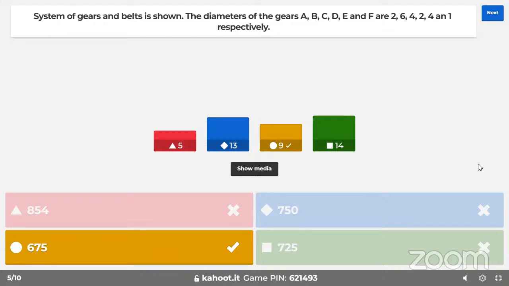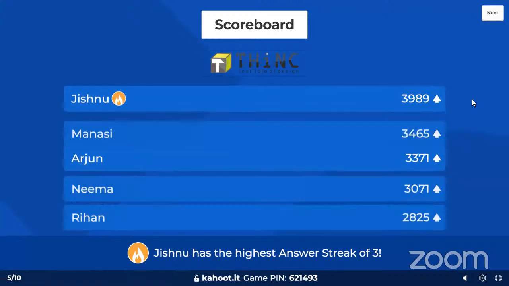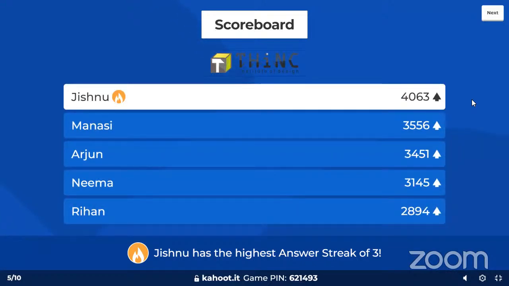So I think it's almost halfway and 5 questions have been completed. Let's see, will there be any change in the leaderboard? Will there be any change or is there an entire change? I think only 9 have answered this question correctly. Let's see. Yes. So again, Jishnu has come to the top with 4063 points.